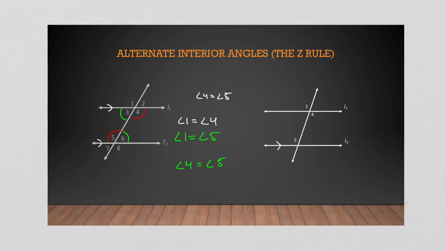So here's how the Z rule looks. If you can draw a Z, the angles on the insides of the arms of your Z are your alternate interior angles, and they are equal to one another. So that's another rule you'll be using when we have to start solving and proving these things. So the Z rule, the F rule, vertical angles, we got a few so far.